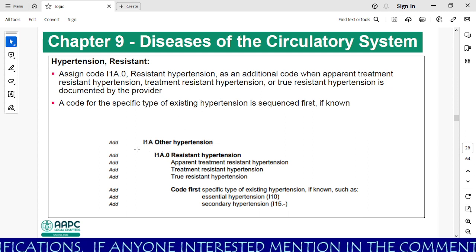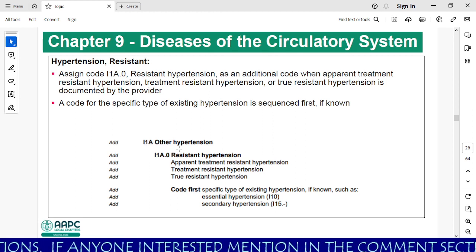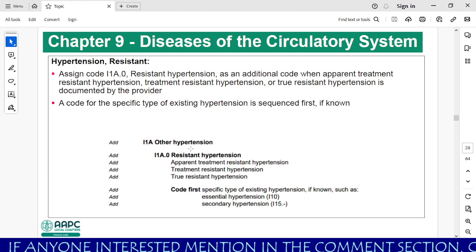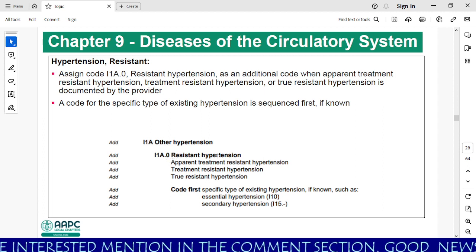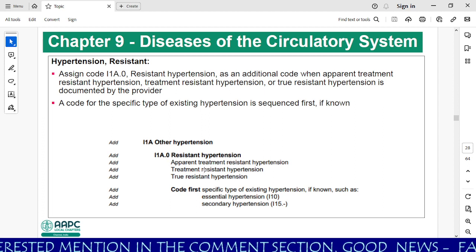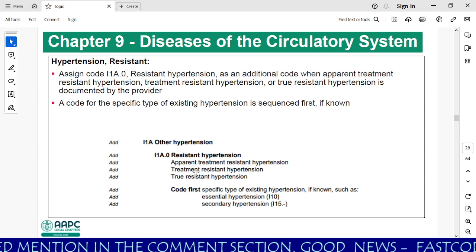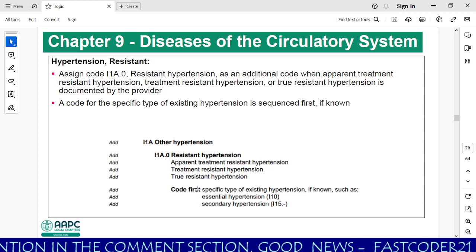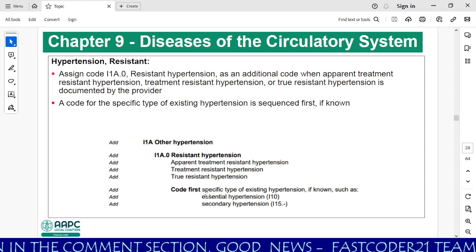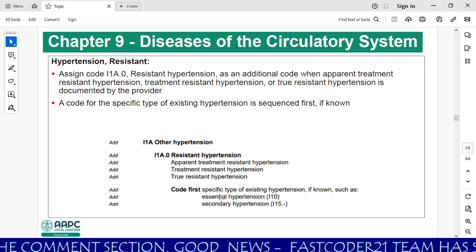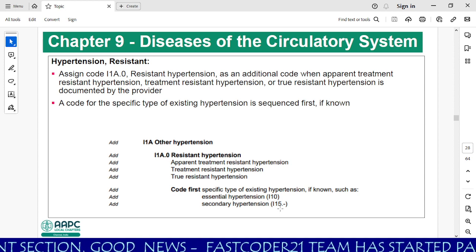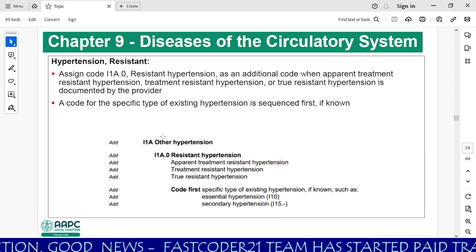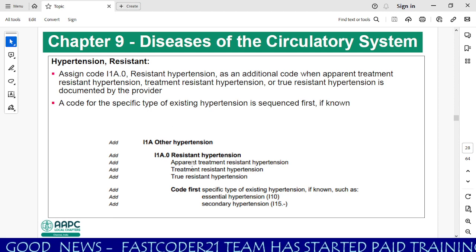So if we check here, these I1A category codes are added here. If you check this subcategory I1A.0, resistant hypertension, all of these are new codes. We need to code from October 1st, 2023. See here, code first. For example, patient has secondary hypertension. We need to code I15 category first. Then we need to code I1A.0 next.